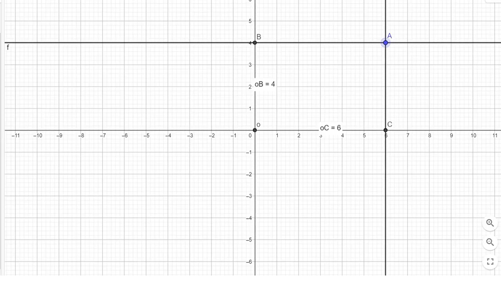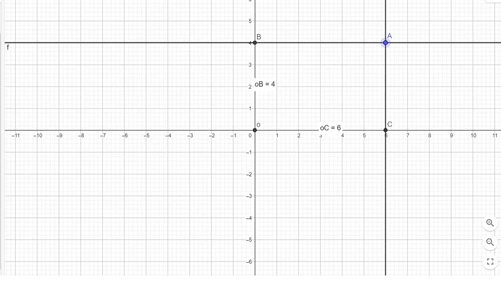Now, this is an xy plane. Here A is a point, O is the origin. We have drawn perpendiculars from A onto the x-axis and y-axis. The foot of the perpendicular on the x-axis is C and the foot of the perpendicular on the y-axis is B. So the length OC indicates the x coordinate and the length OB indicates the y coordinate.